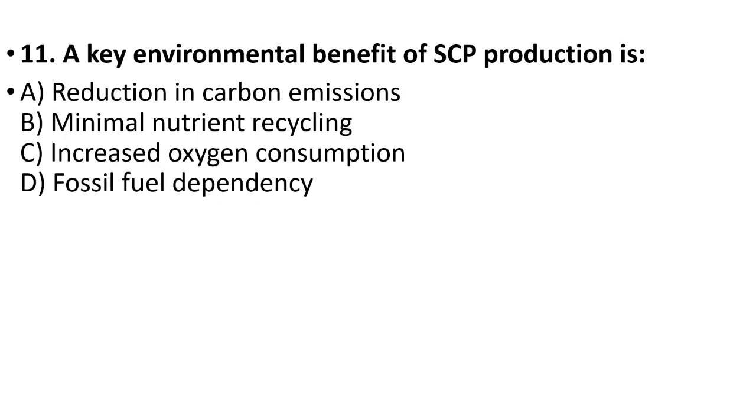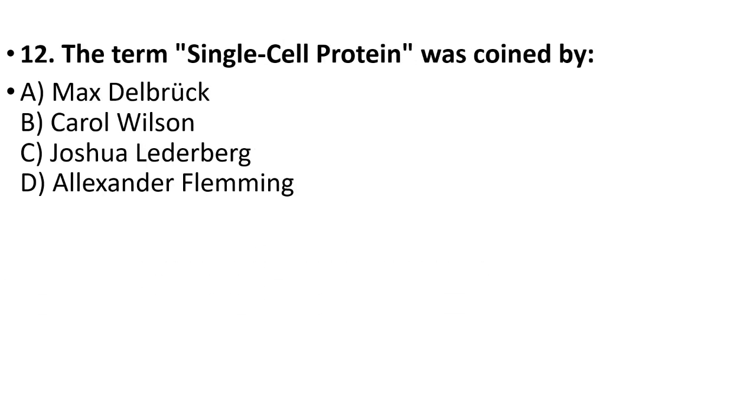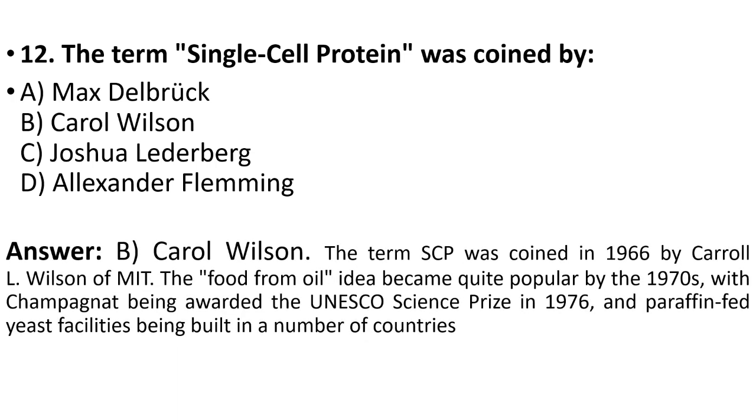11th question, a key environmental benefit of SCP production is: A, reduction in carbon emissions. B, minimal nutrient recycling. C, increased oxygen consumption. D, fossil fuel dependency. Here answer is option A, reduction in carbon emissions. 12th question, the term single cell protein was coined by Max Delbruck, Carl Wilson, Joshua Lederberg, Alexander Fleming. Here answer is option B, Carl Wilson.